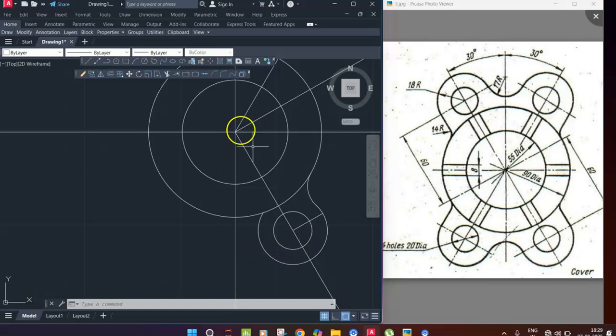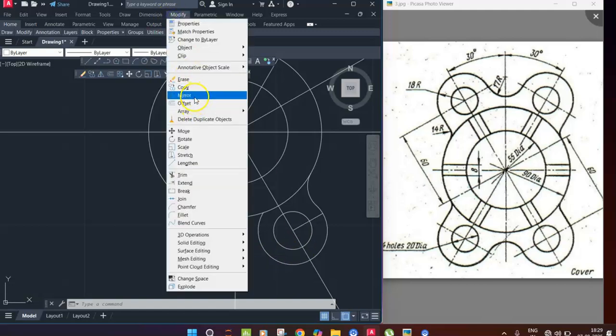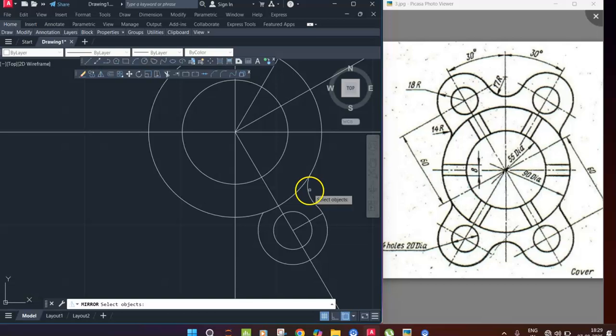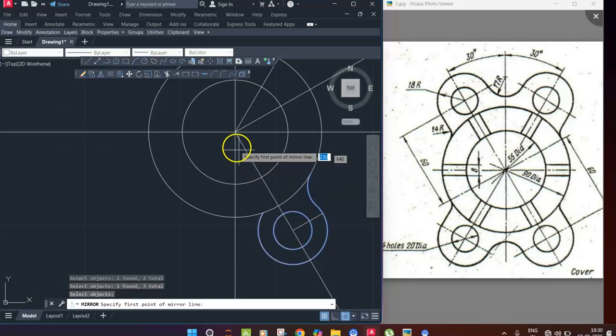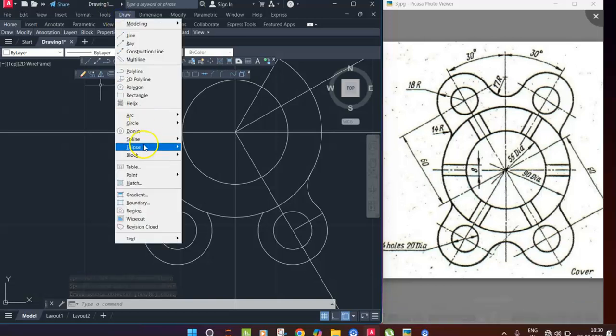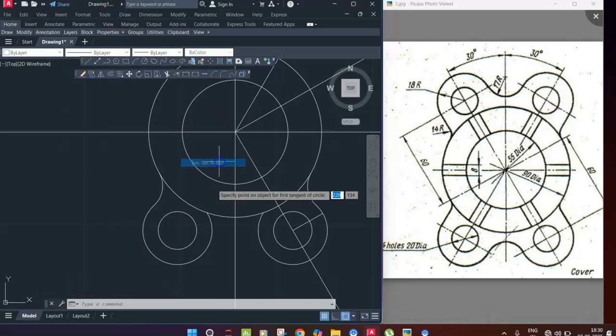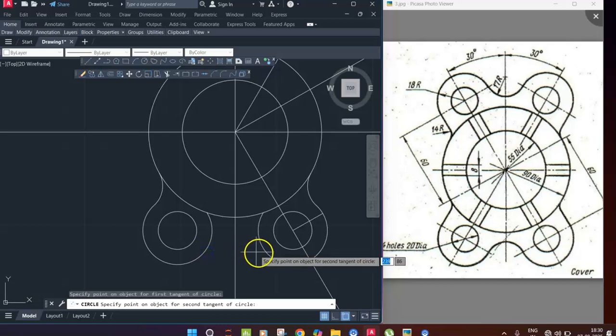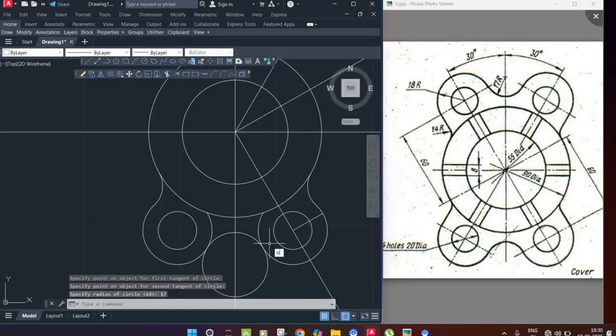Now use the command mirror. Select this one. Enter. With respect to vertical, mirror it. Now, what is this radius? 17 radius. Use the command draw circle tan tan radius. This is my first tangent. This is my second tangent. What is the radius of that circle? 17. So, the remaining portions, you just trim it.